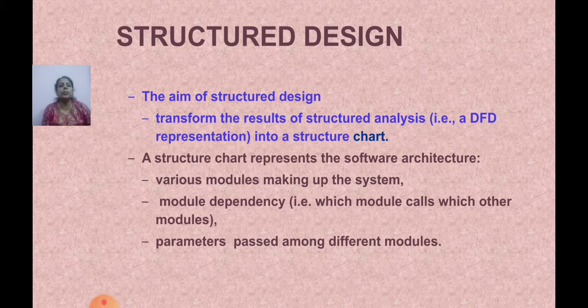The structure chart represents the software architecture, the various modules making up the system, module dependency, and parameters passed among different modules. This means the structure chart represents all the modules of a software, and which module is calling which module, that is, the module dependency or module relationship. That is represented through the structure chart. And what data is passed from one module to another module can also be represented through the structure chart.